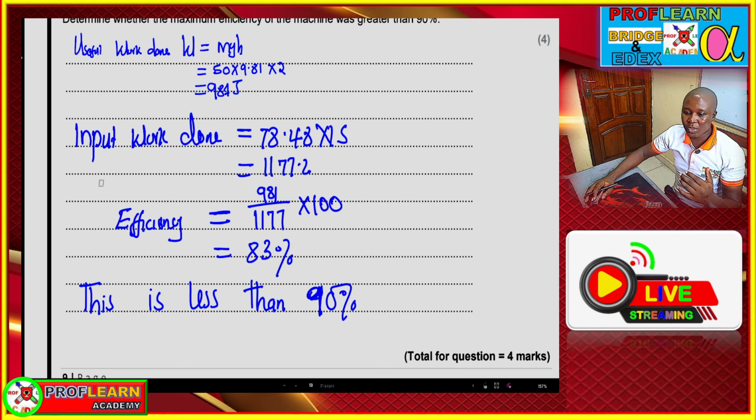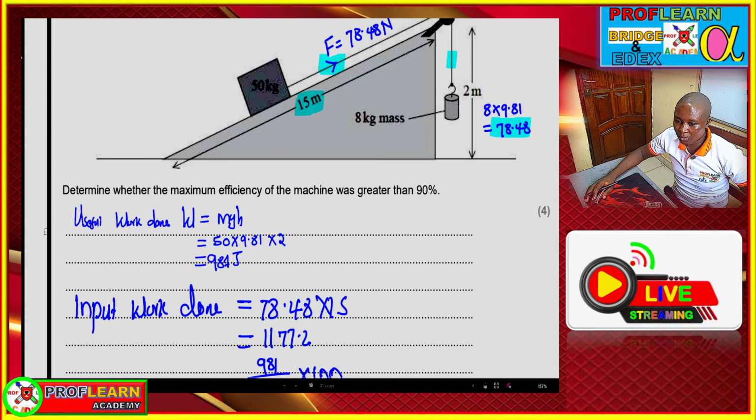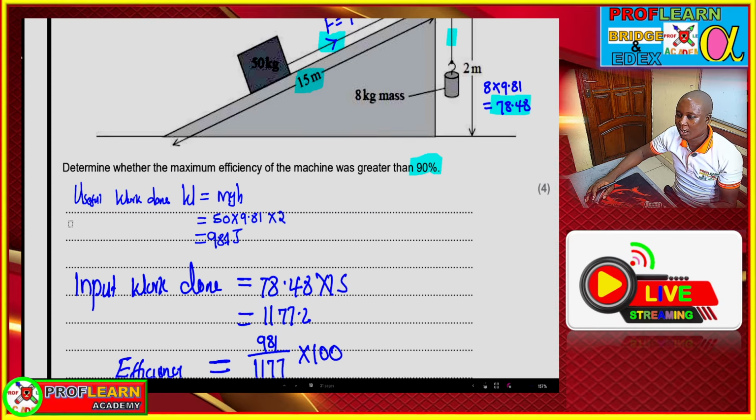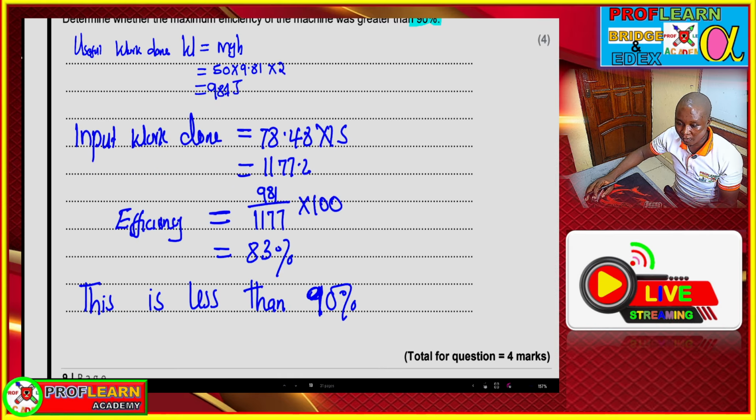Also now you need to remember the concept of efficiency. Efficiency is given by useful work done divided by the total work input. If you work it out, you are going to get about 83%, which is a bit less than 90. That is, I think, what you are supposed to determine, whether the maximum efficiency of the machine is greater than 90. You are going to be asked a question to deduce, or to confirm, something like this. That is the way you could have approached such kinds of questions.